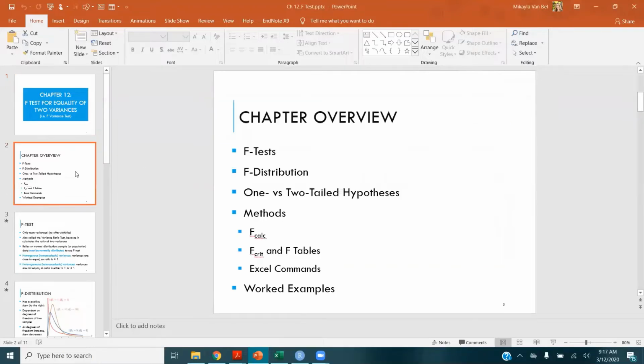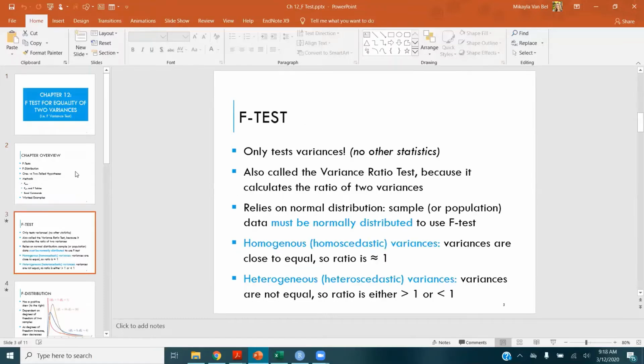As always, here's a slide on what is reviewed in this chapter, and we'll go through each one of these. The F-test is only used to test variances. It is not used for any other statistics. It is also called the variance ratio test because it calculates the ratio of two variances. It relies on a normal distribution. So the sample or the population being tested must be normally distributed. For this class, you don't need to worry about that. It's just something you may need to know for a conceptual question on a lecture exam.